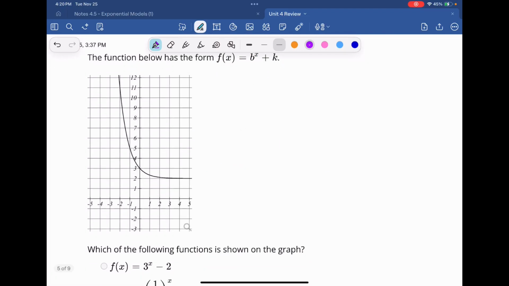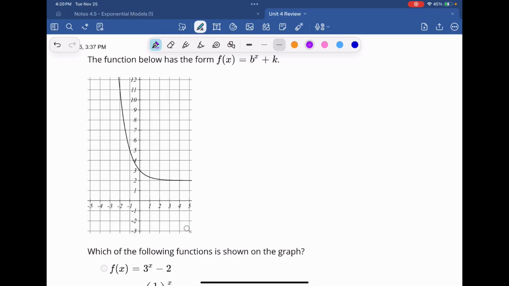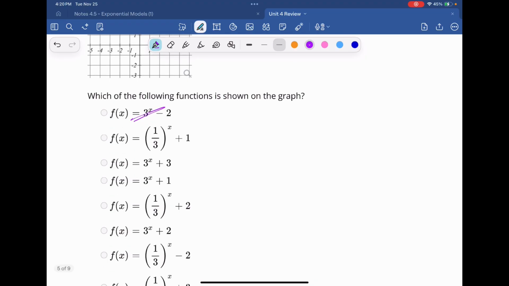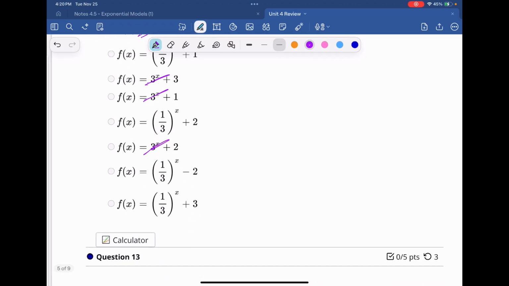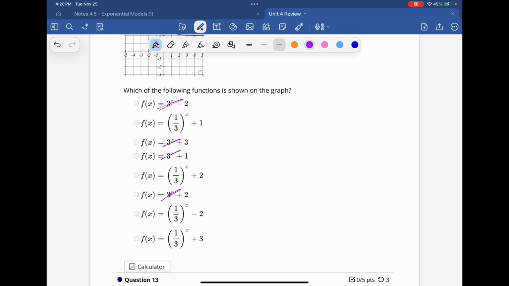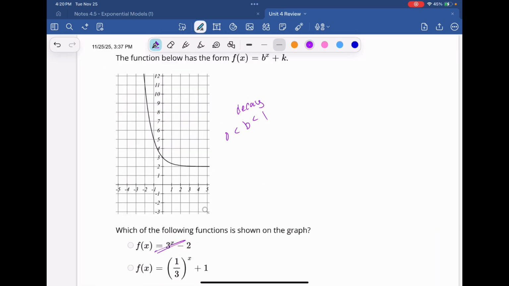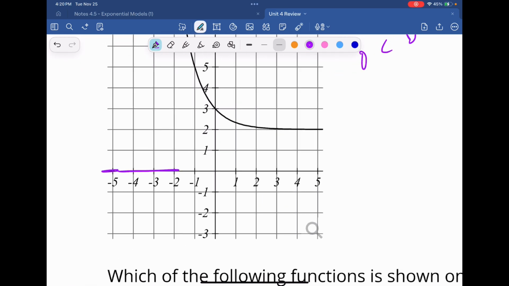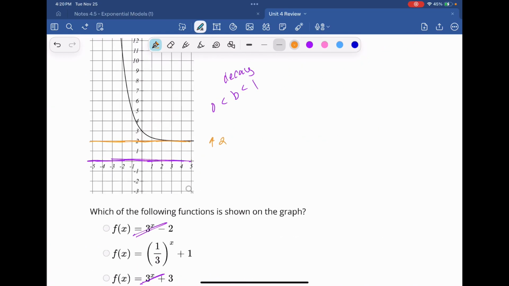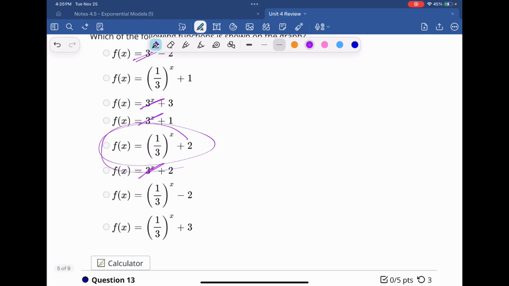All right, so this one, they want you to choose the right equation for it. All right, this is a decay function. So that means your base is between 0 and 1. So that eliminates half of my answers. All right. Now, your typical horizontal asymptote is here at 0. Our new one is at 2. So this graph has been shifted up 2 units. So that's going to give me that one.